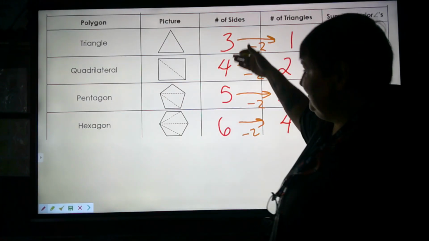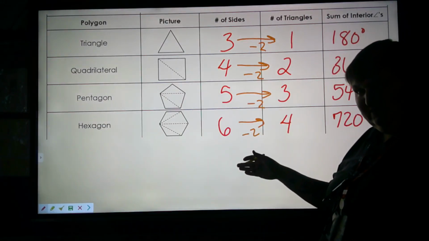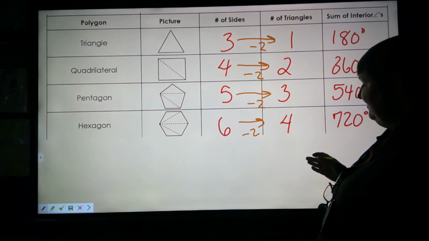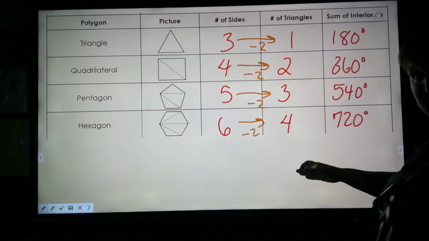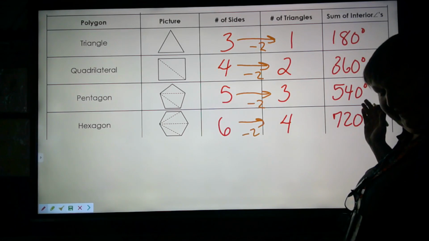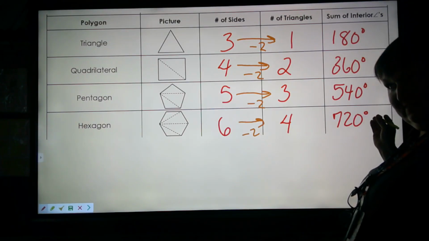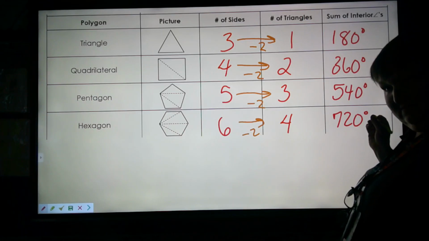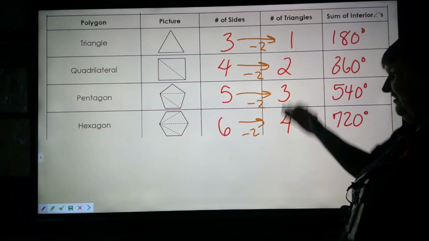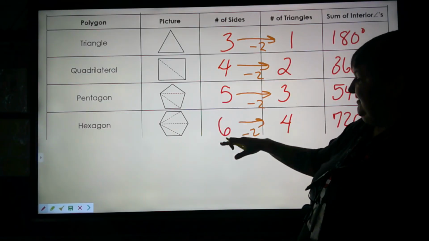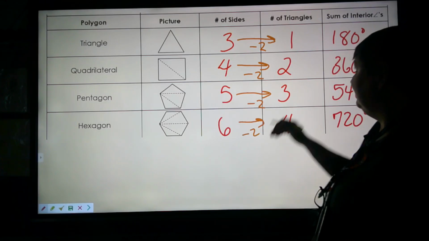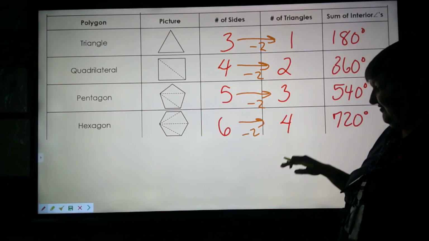Right, so the pattern is heptagon should be 7 sides. 7 minus 2 is 5, 5 triangles. 5 times 180, what is that, 900? Something like that, 900 degrees. So the pattern should continue. The sides on your paper should be 7, 8, 9, 10. On triangles, it should be 5, 6, 7, 8.